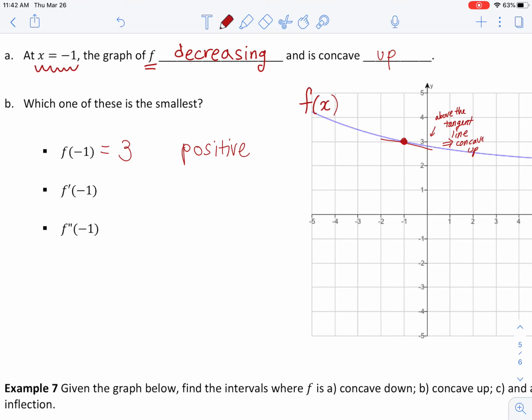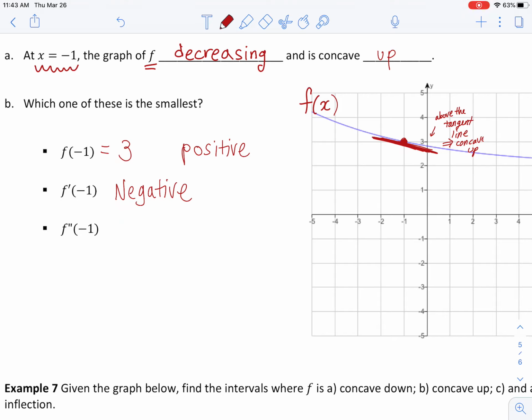F prime of -1. Now, we may not know the exact number, but here's what we know. We know this function is decreasing. That means the slope of the tangent line, I mean, take a look at this line that I drew right here. This line is going down from left to right, right? So what must be the slope of that line? Well, we don't know the exact number, but we know this is going to be negative, right? So the slope is going to be negative.